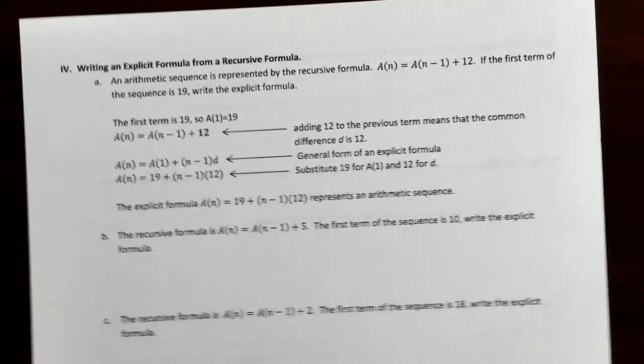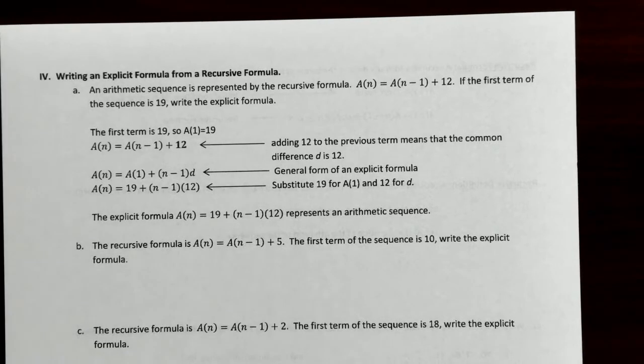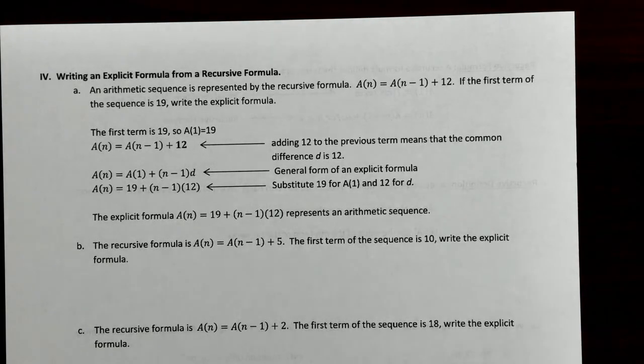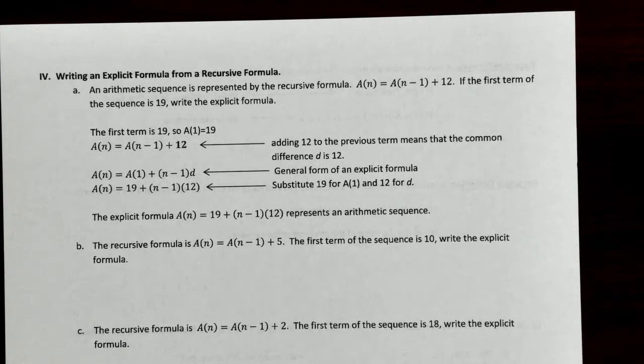So the difference. Okay, so we talked about two different formulas, right? So we need to know the difference. An arithmetic sequence is represented by the recursive formula, which we just talked about. If the first term of the sequence is 19, write the explicit formula. Right? So we're going to swap between the two formulas.